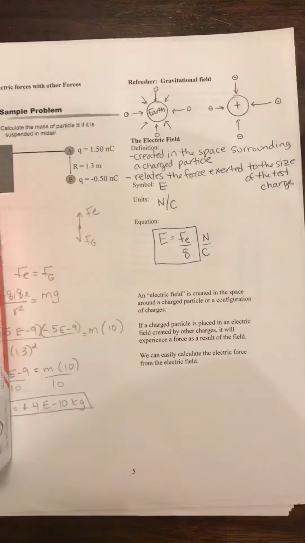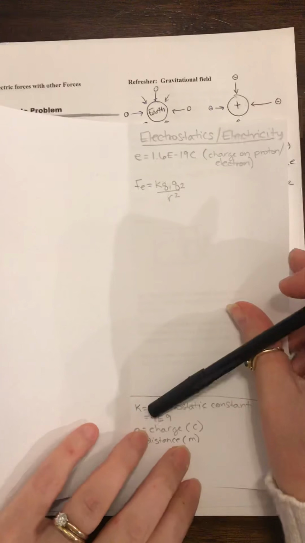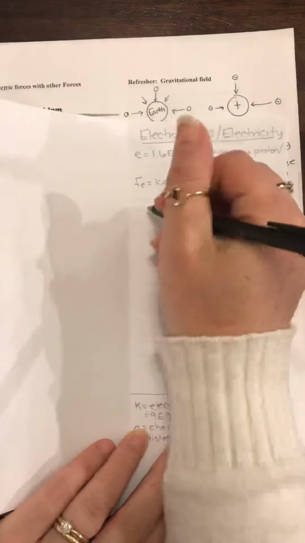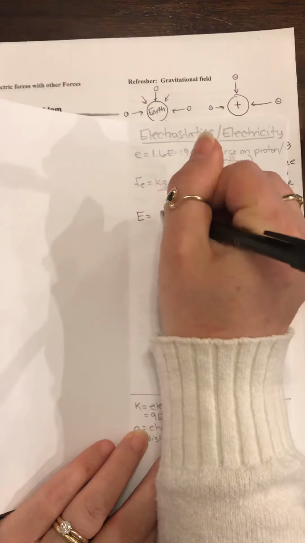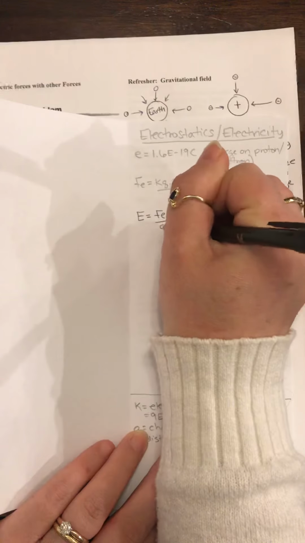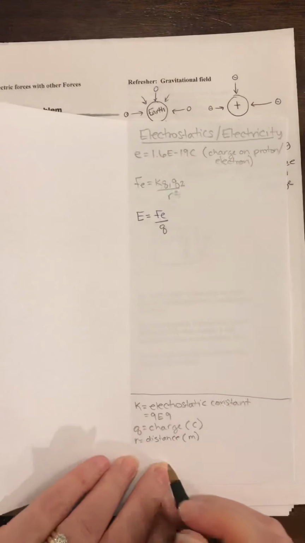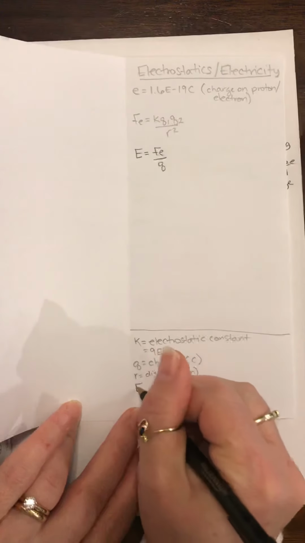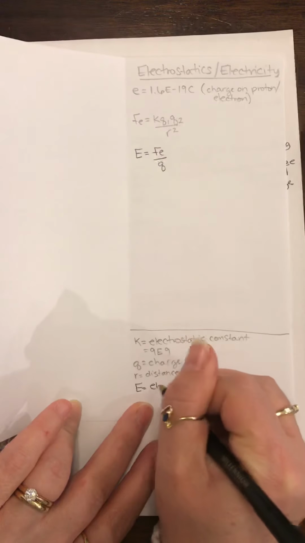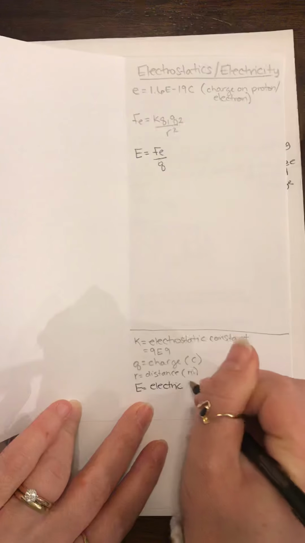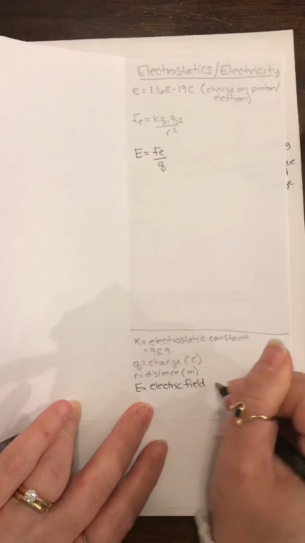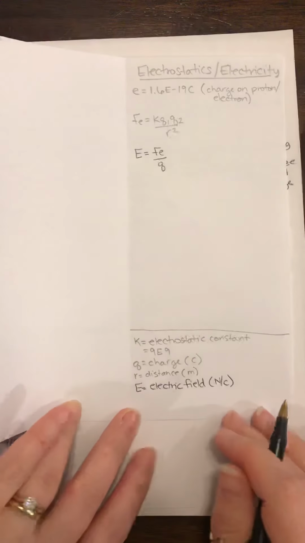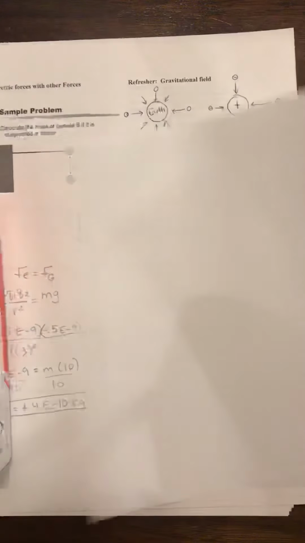Pause this video for a second if you haven't already taken out your green sheet, or if you were like me and knew this was coming, write this on your green sheet: E is equal to Fe over Q. And I would just remind you that E is the electric field, which is measured in newtons per coulomb.